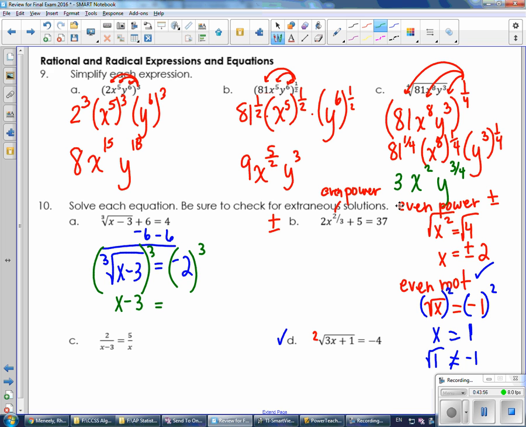Don't forget, when you're cubing a number, you're going to carry the negative with it too. So ultimately, -2 times -2 times -2 is going to give me -8. And if I add 3 to both sides, I get that x is equal to -5.